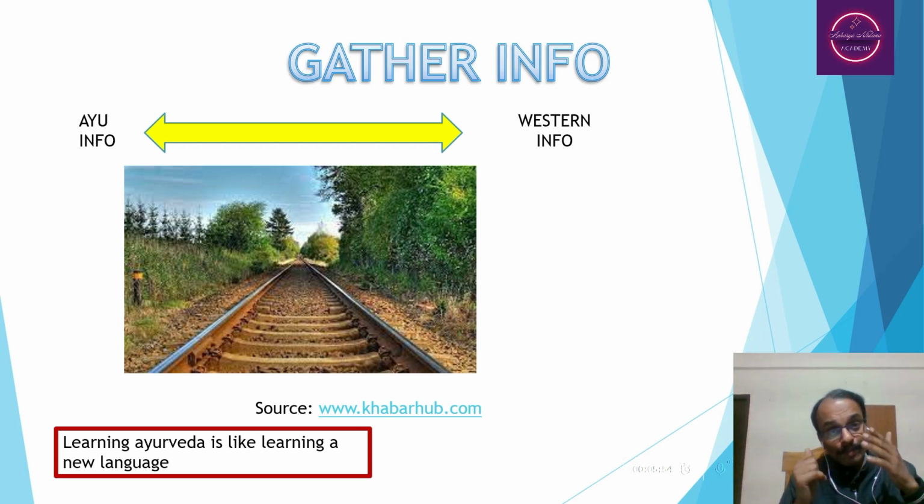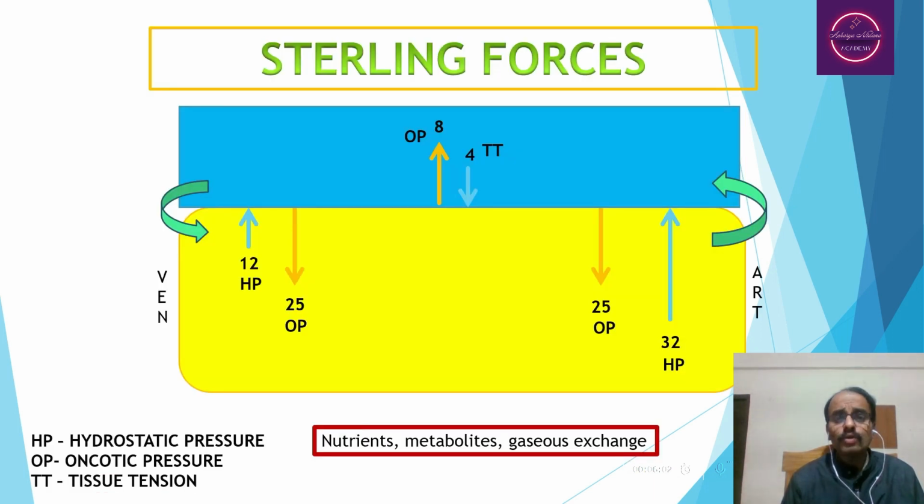Then the applied aspect of the dosha. In that way you can plan to learn Ayurveda there. In this particular video, we are going to discuss the concept of Srotodushti and its applied aspects. What are the different pathological events that can happen in that? Before going into that, you have to look into the Starling forces.